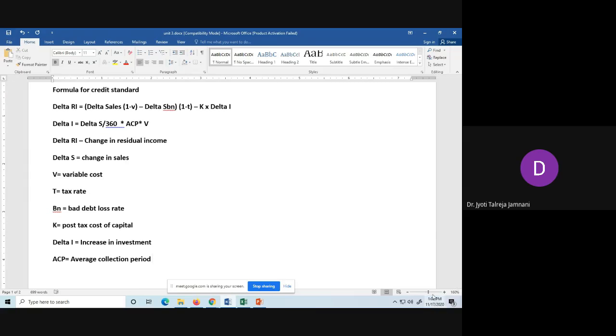So these are the formulas that we will use. These two are the formulas, and this is what all those things which we have used in the formula mean. Okay.